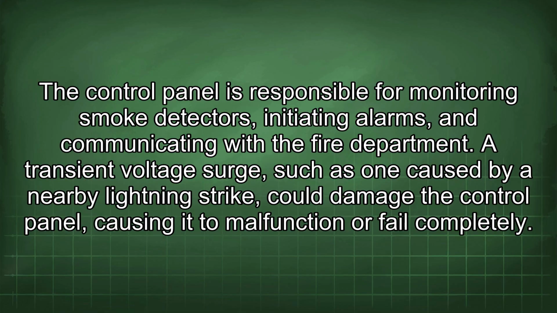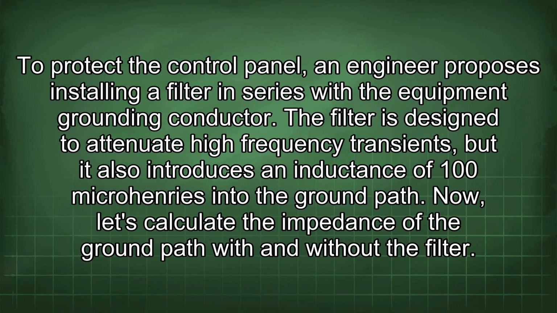A transient voltage surge, such as one caused by a nearby lightning strike, could damage the control panel, causing it to malfunction or fail completely. To protect the control panel, an engineer proposes installing a filter in series with the equipment grounding conductor. The filter is designed to attenuate high-frequency transients, but it also introduces an inductance of 100 microhenries into the ground path. Now let's calculate the impedance of the ground path with and without the filter.